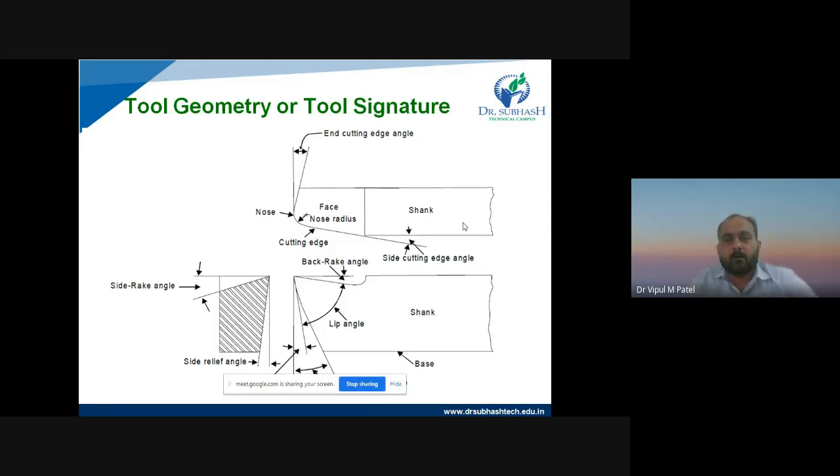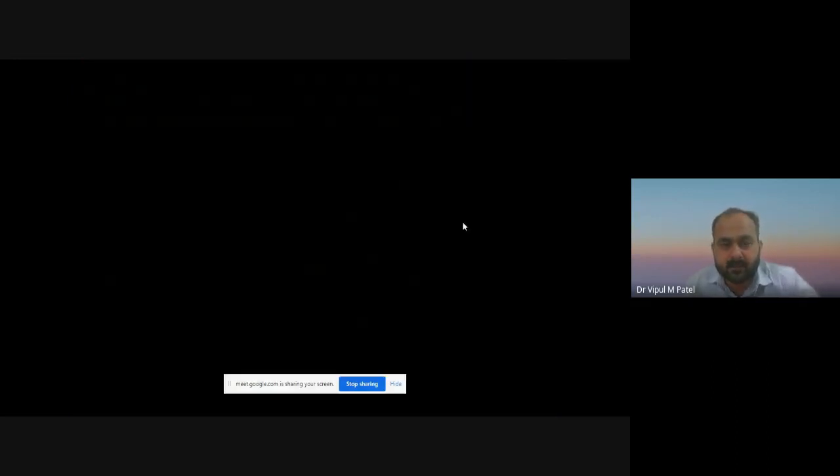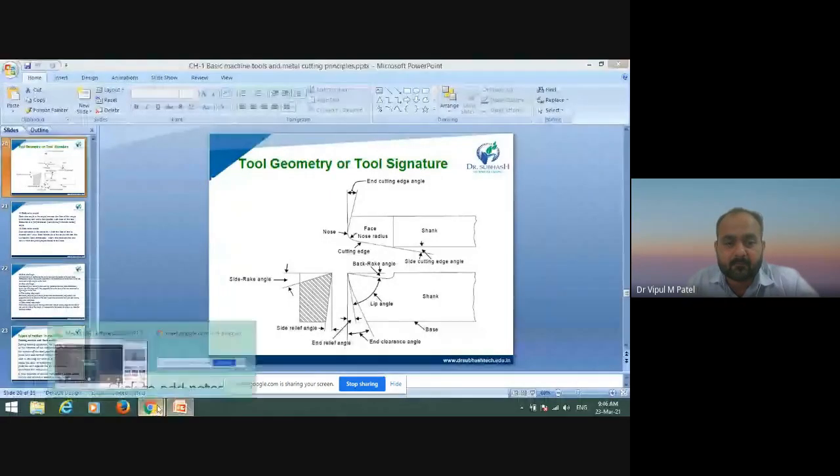So now I can say that it may be asked as: explain tool geometry with figure for 7 marks. Or explain in brief tool signature or tool designation for 3 to 4 marks also. At that time you have to explain it in brief, right?